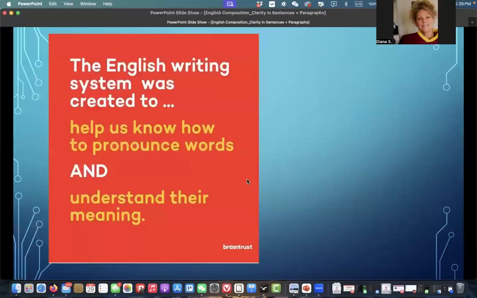This writing system was created not just to let you know how to pronounce words, but also to understand their meanings.